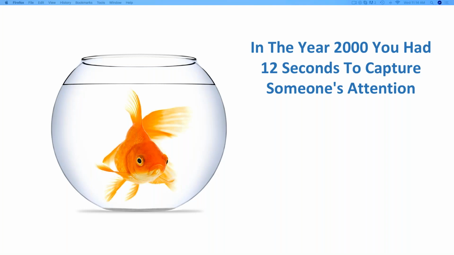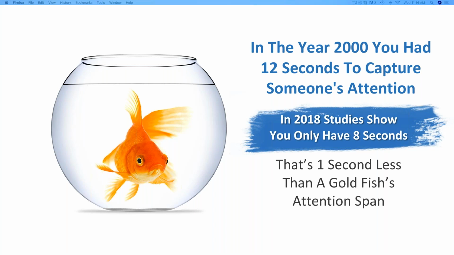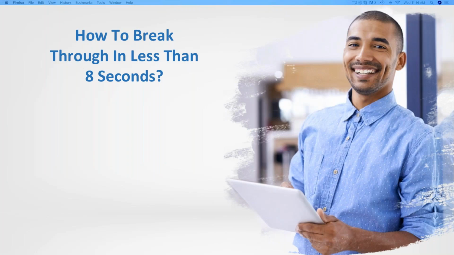See, in the year 2000, we had 20 seconds to capture someone's attention. 2018 studies show that now you only have 8 seconds. And the reason the goldfish is there is because that's 1 second less than a goldfish's attention span. It's no wonder. It's called a bounce rate. When they get to a website and leave, the majority of people leave within 8 seconds of getting to the website unless there's something there to grab their attention. So how do you break through in less than 8 seconds?